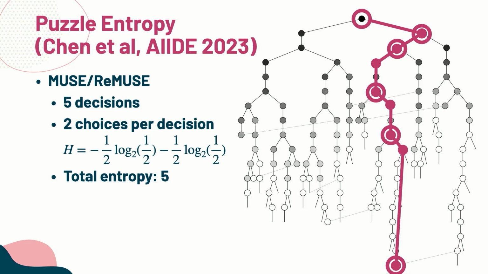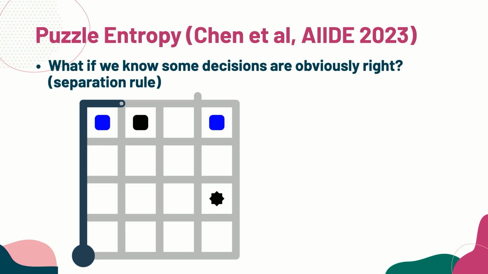On top of that, there's a notion, though, that sometimes there can be decisions which are fairly straightforward because, you know, you know some information about the game or about the puzzle. So, for instance, here on the left-hand side, one of the rules of this is that when you have these black squares and the blue squares, they need to be split by lines. So they have to be in different regions in the puzzle.